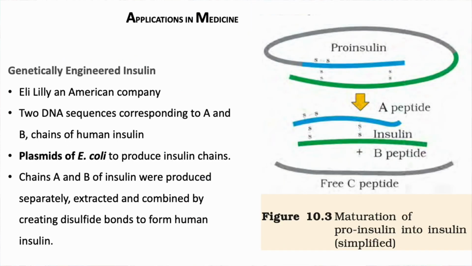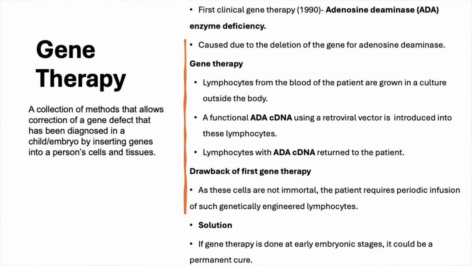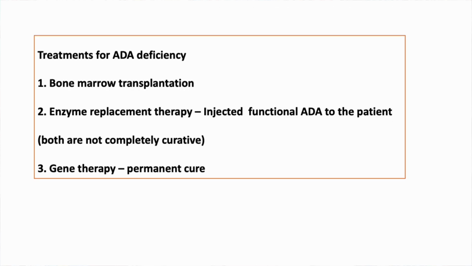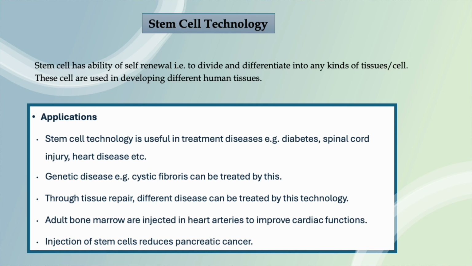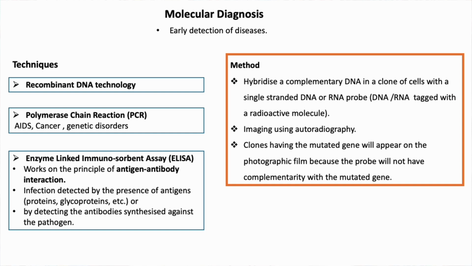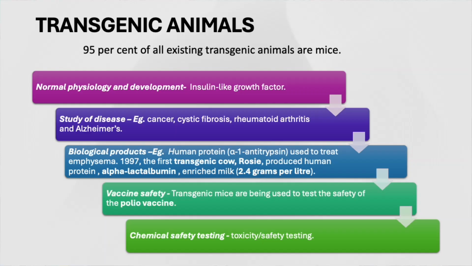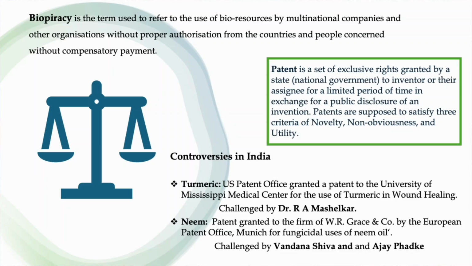Then the application of biotechnology in the field of medicine, where we learned how insulin has been genetically engineered and produced. Importance of gene therapy, where you are learning how first gene therapy had been done for the condition called ADA deficiency. After that, we learned stem cell technology, how stem cell is being used. Then different diagnostic methods and the biotechnology, which involves recombinant DNA technology, polymerase chain reaction, ELISA test, different transgenic animals and how they are being used in the field of medicine. Towards the end of this chapter, we learn about biopiracy and the patent issues related to turmeric and neem.